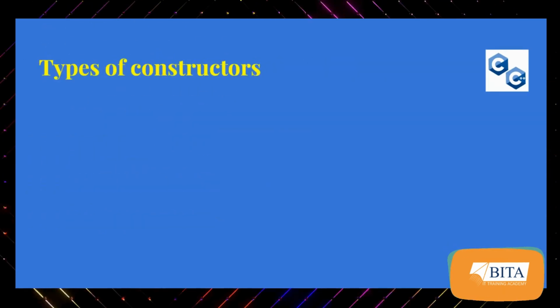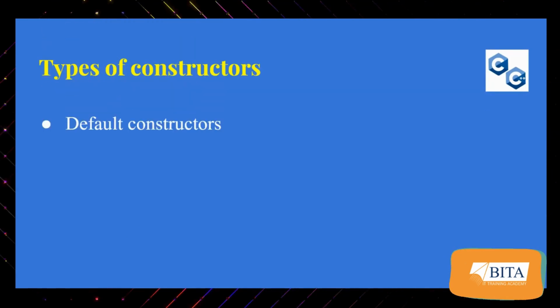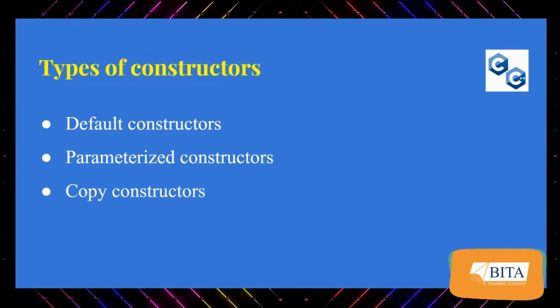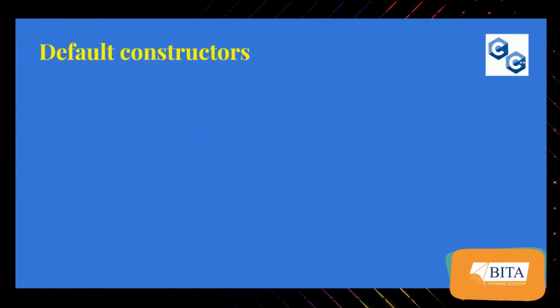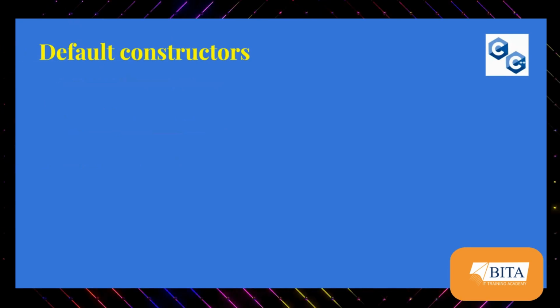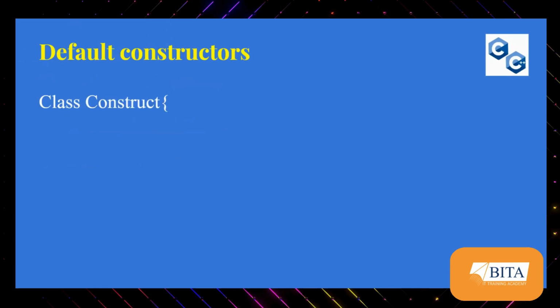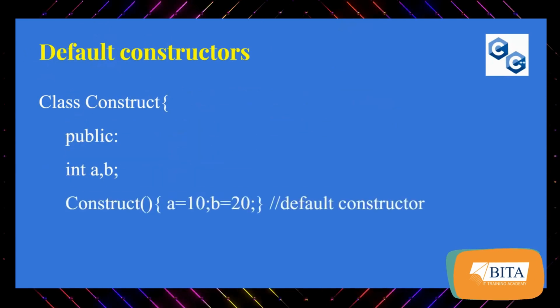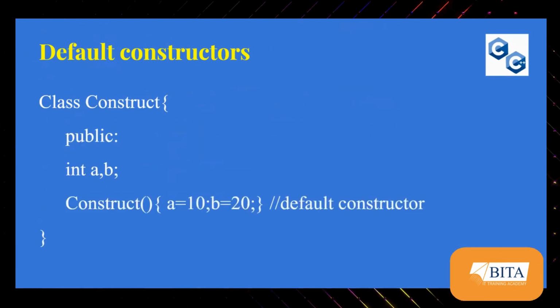There are three types of constructors. They are default constructor, parameterized constructor, and copy constructor. We'll learn about the default constructor in this video. If we don't define any constructor explicitly, the compiler automatically provides a default constructor implicitly. So this is the default constructor.